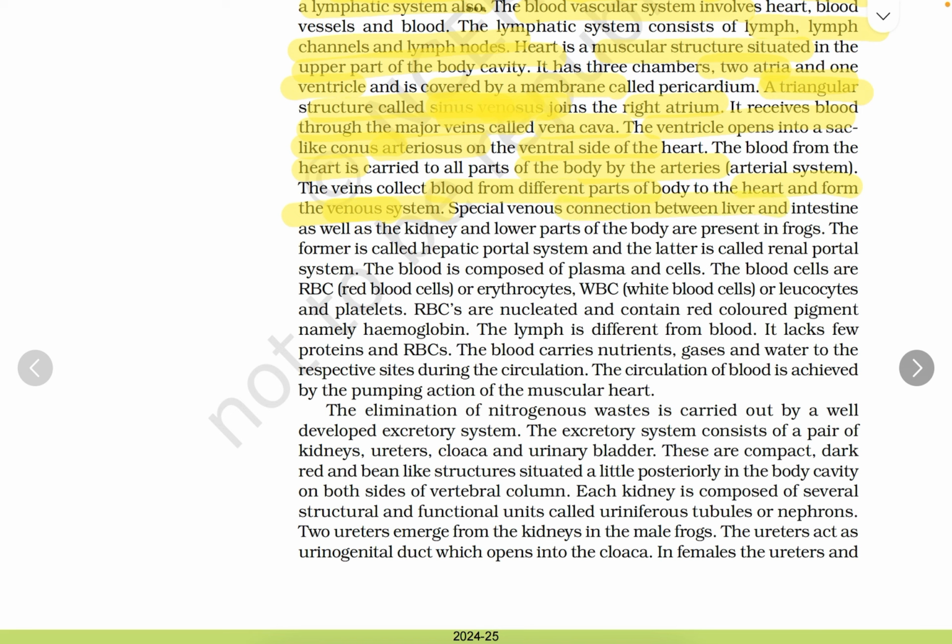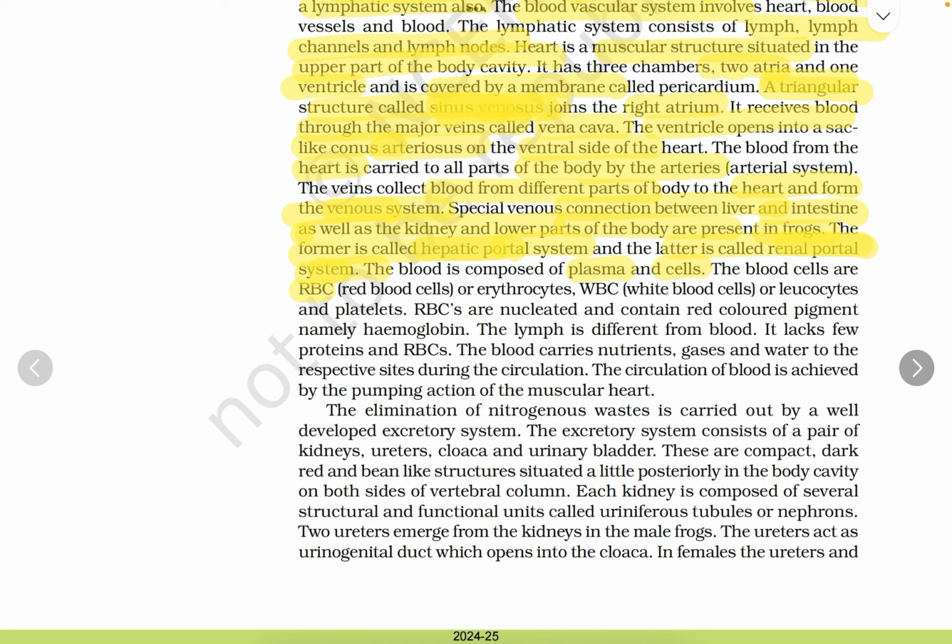A special venous connection between the liver and the intestine, as well as the kidney and the lower parts of the body, is present in the frog. The former is called the hepatic portal system and the latter is called the renal portal system. Hepatic means the blood is going to the liver, whereas for the kidneys it is called the renal portal system. Portal means sending. So the blood is composed of plasma and cells.